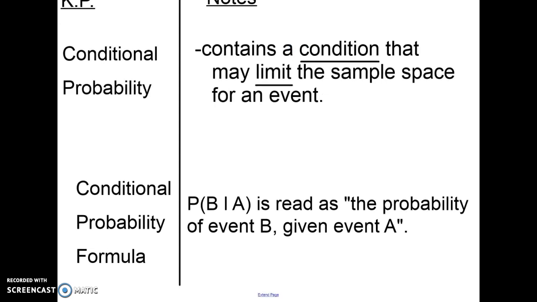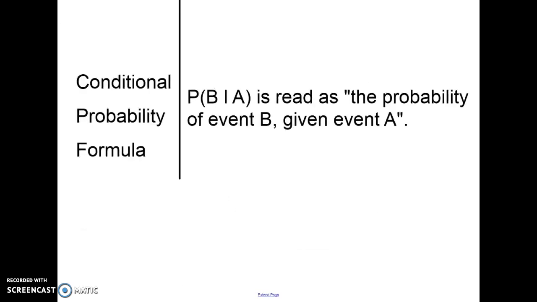There is a probability formula that we will be using. And that formula starts out with this. This is read as the probability of event B given event A. So basically, what is the probability of B happening if A happens first?